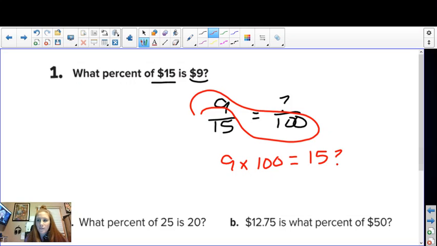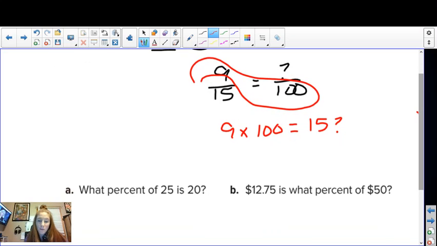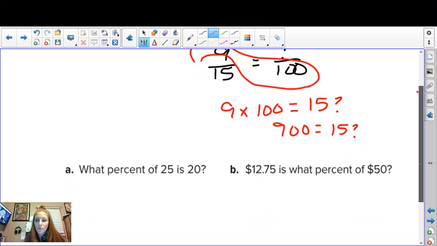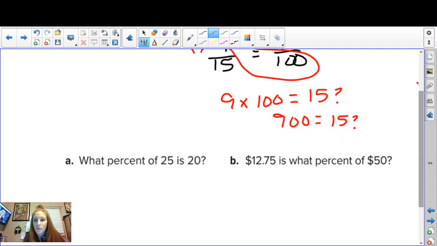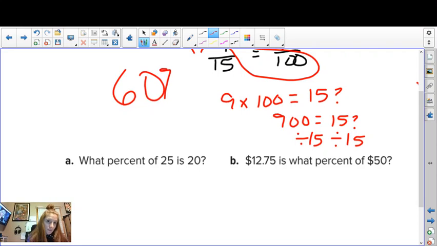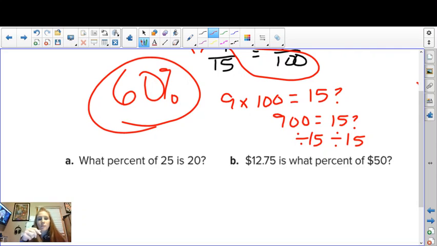When I take 15 times question mark, that's 15 times something. I don't know what that is, so I'm just going to leave it as such. This gives me 900. Then, to undo the multiplication of the 15 times the question mark, I divide both sides by 15. That should give me 60. So I should get 60%, since I'm asked for the percent.